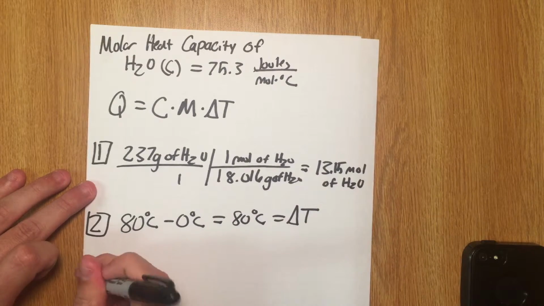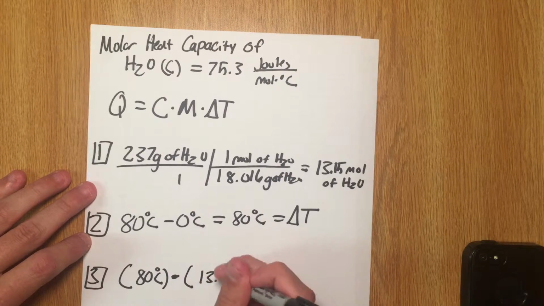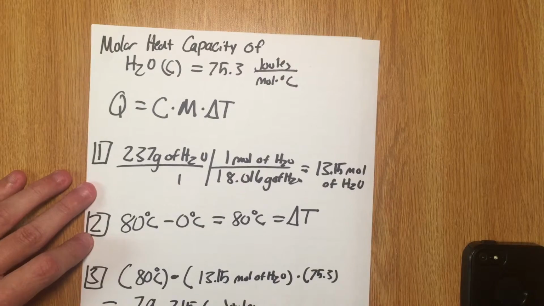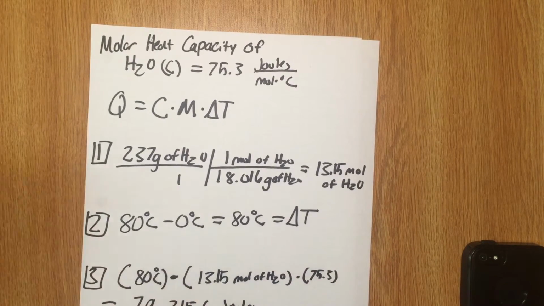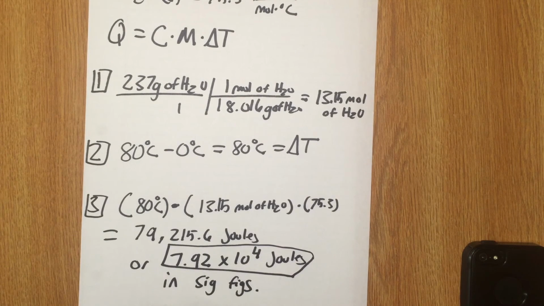Now, substitute the relevant values we have obtained into this equation. This gives us Q equals 79,239 joules. Therefore, it takes 7.92 times 10 to the power of 4 joules to raise 237 grams of water from 0 degrees Celsius to 80 degrees Celsius.